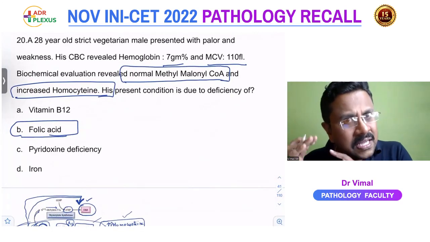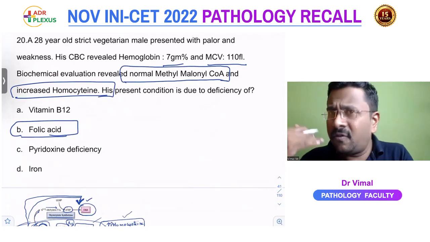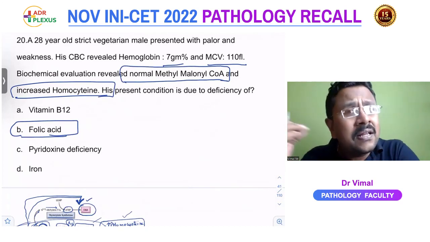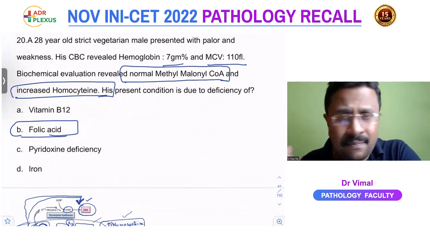This is going to be even a repeat topic. So please remember, similar questions can be asked in your NEET exam also.